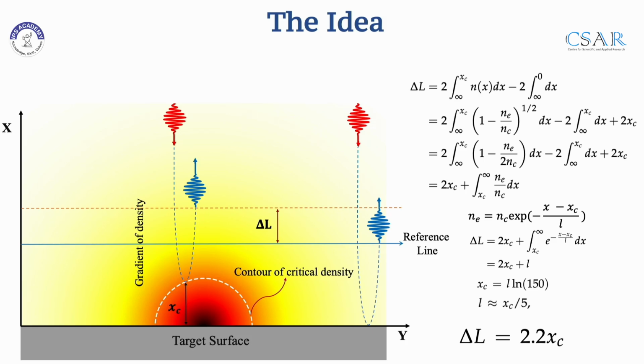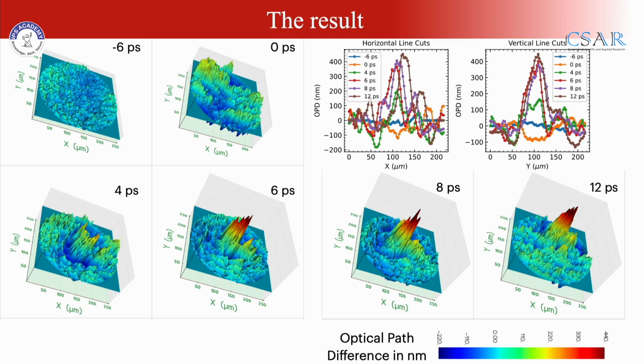Here, let's say we have the plasma, and it is expanding like this. Some part of the probe is coming and not interacting with the plasma, and some part of the probe is interacting with the plasma, and there will be a time delay or space delay between these two parts. If we do some mathematics, we can relate this path difference between the two parts with the position of the critical surface. So this is the result.